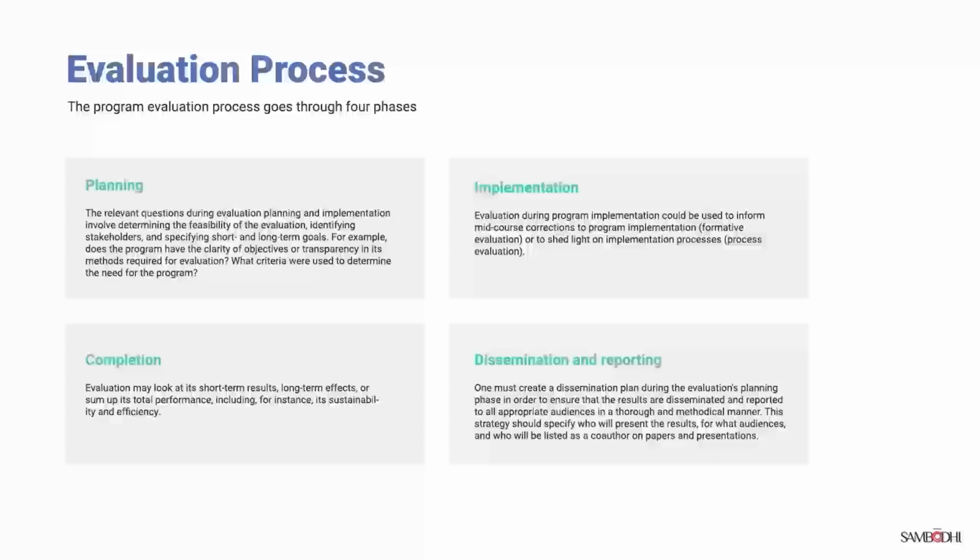Fourth is dissemination and reporting. One must create a dissemination plan during the evaluation's planning phase in order to ensure that the results are disseminated and reported to all appropriate audiences in a thorough and methodical manner. This strategy should specify who will present the results, for what audiences, and who will be listed as a co-author on papers and presentations.